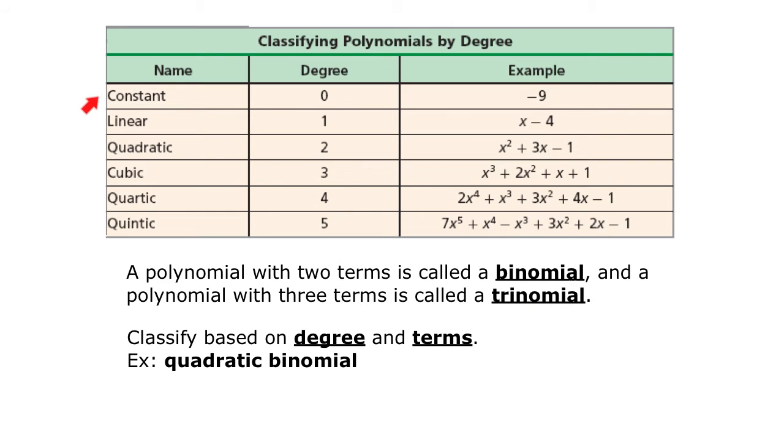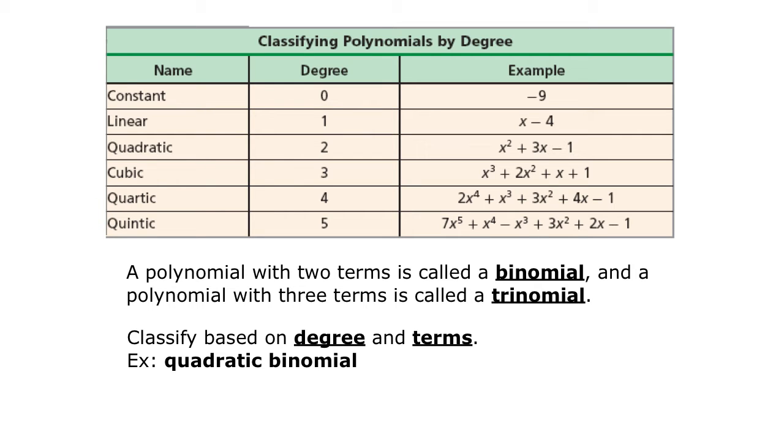We have different names for polynomials based on their degree. So if you have something with degree of 0, that's going to be a constant function. If you have a degree of 1, that's a linear function. Degree of 2, that's a quadratic. So far, these are the two we've been working with this year. Degree of 3 will be called a cubic. Degree of 4 will be called a quartic. And degree of 5 will be called a quintic.